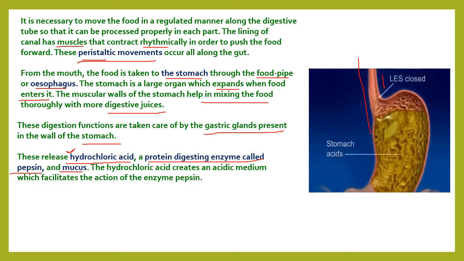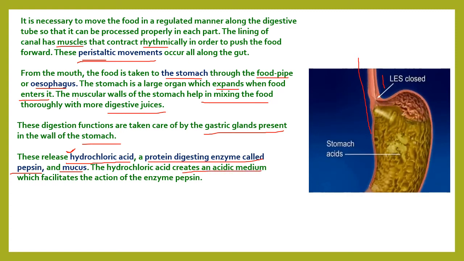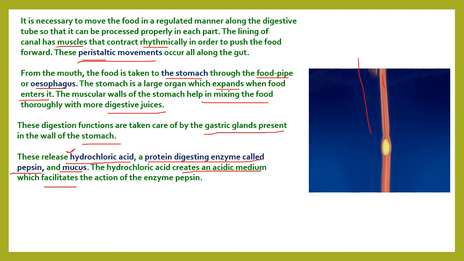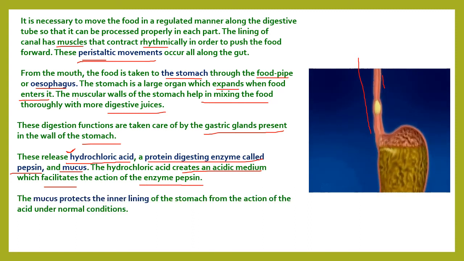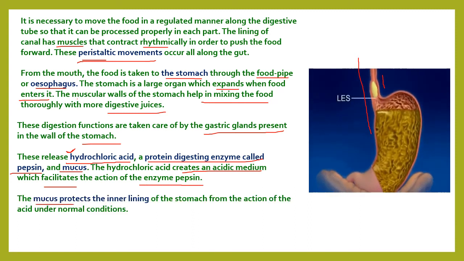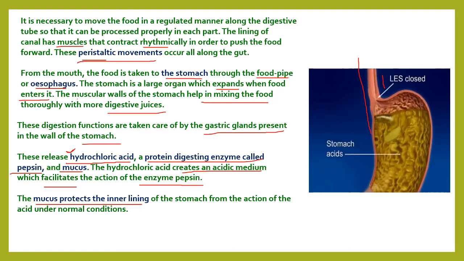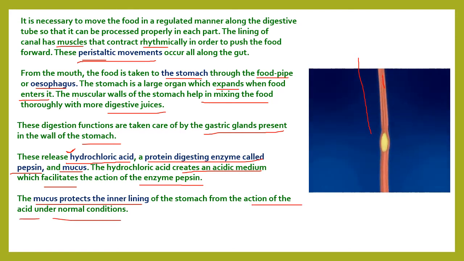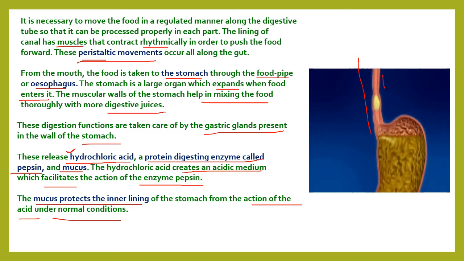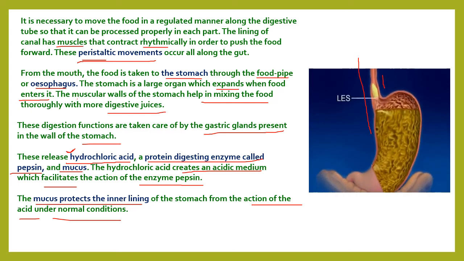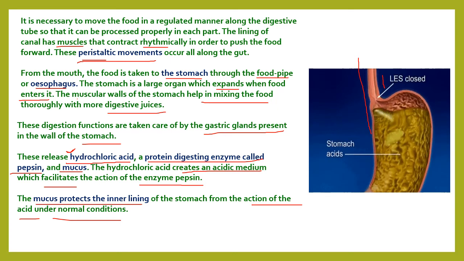The hydrochloric acid creates an acidic medium which facilitates the action of the enzyme pepsin. The mucus protects the inner lining of the stomach from the action of the acid under normal conditions. Acid हमारे stomach की अंदर की wall को कोई नुकसान ना करे, उससे mucus protect करता है.